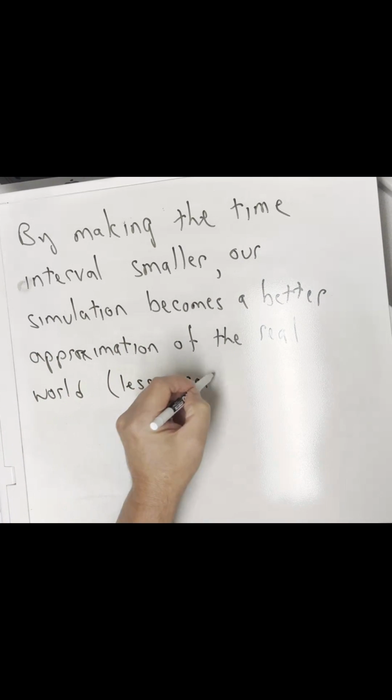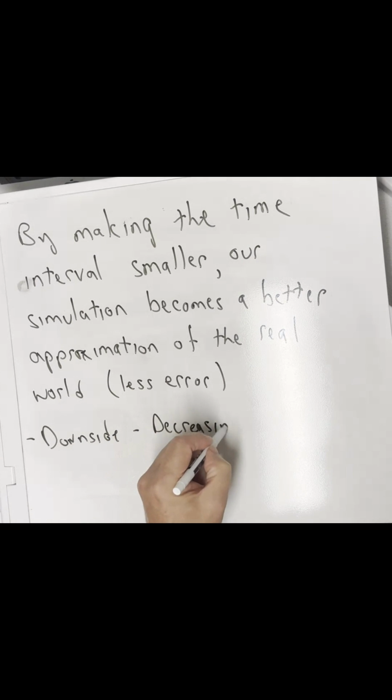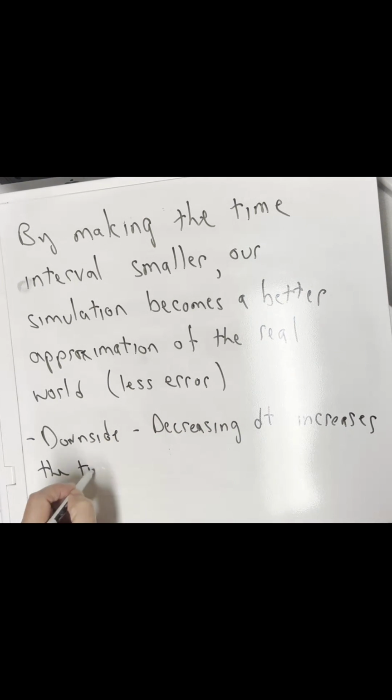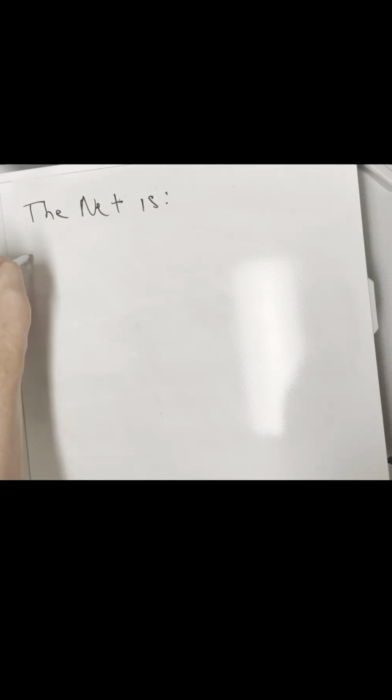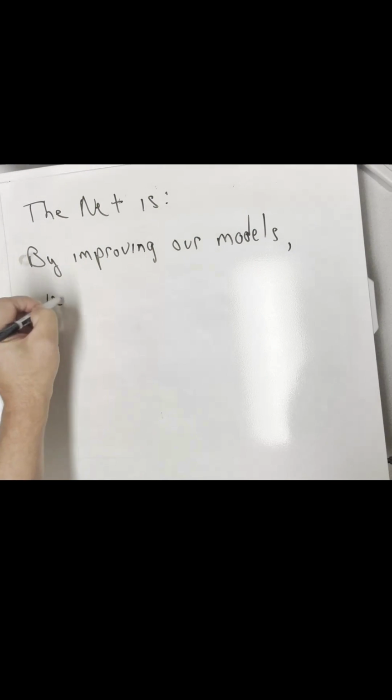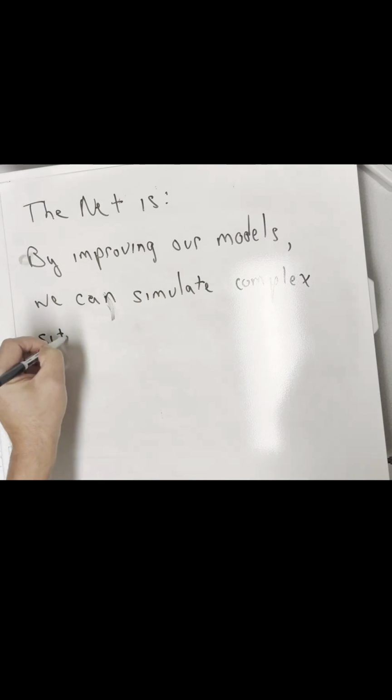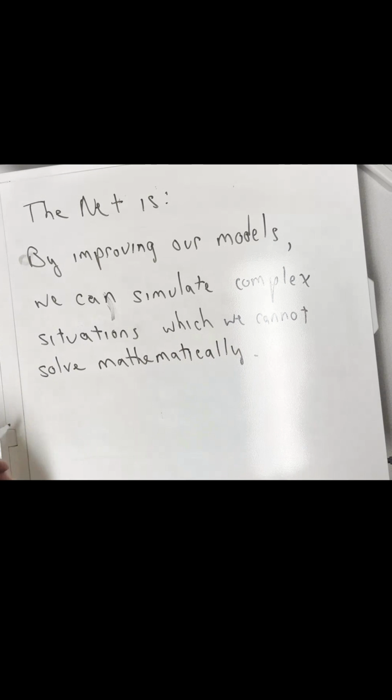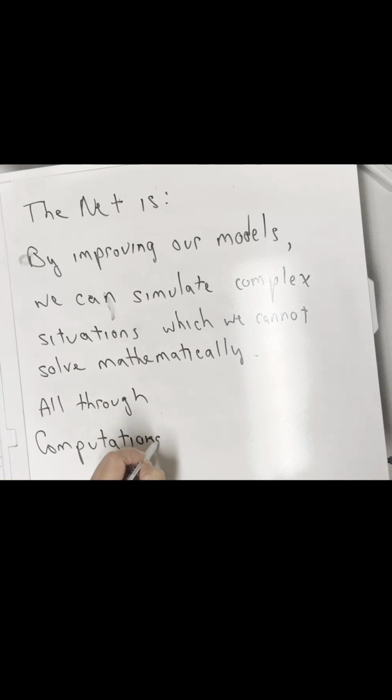There's less error. The downside of decreasing dt is that it increases the time it takes to run the model. The net is, by improving our models, we can simulate complex situations which we cannot solve mathematically, all through computational and applied mathematics.